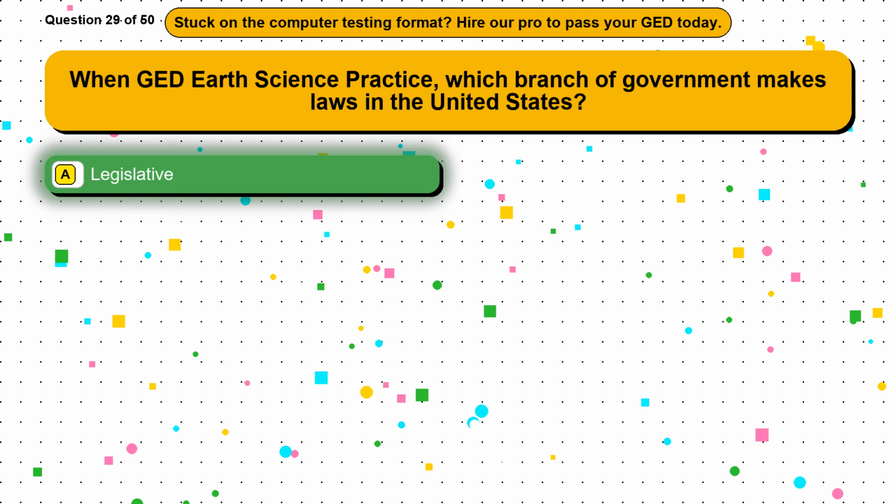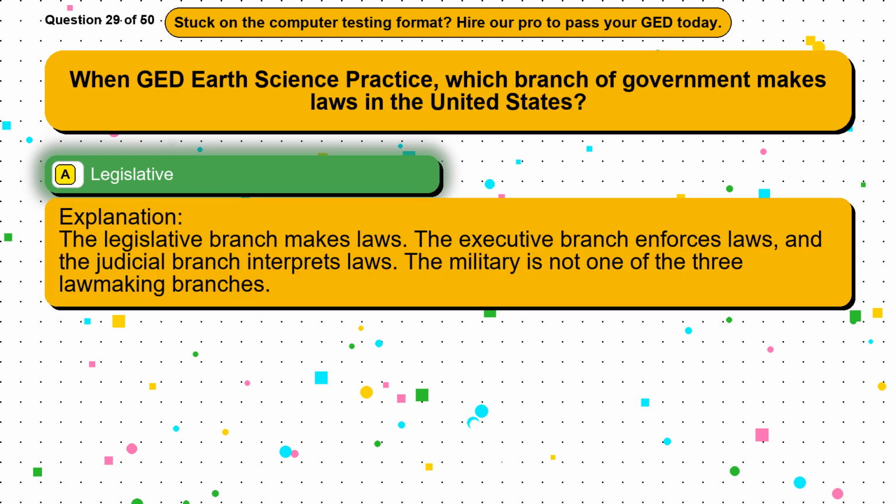Legislative. The legislative branch makes laws. The executive branch enforces laws, and the judicial branch interprets laws. The military is not one of the three lawmaking branches.